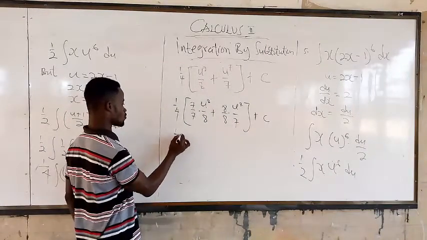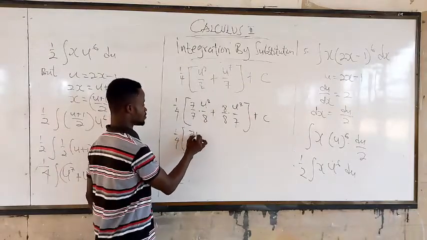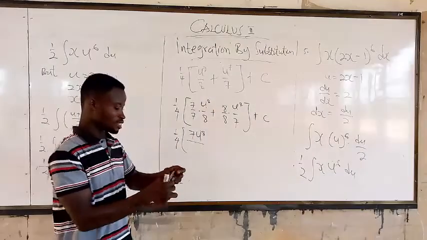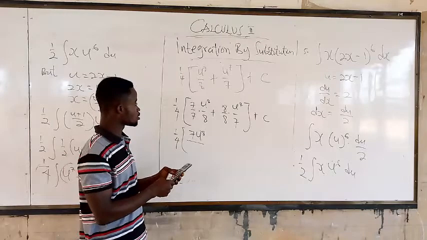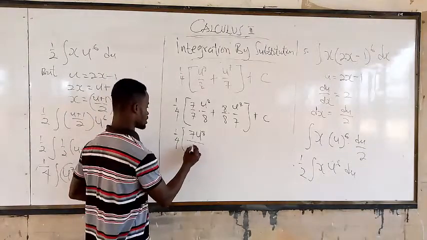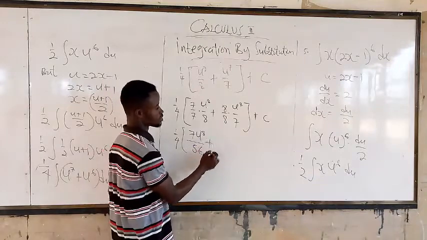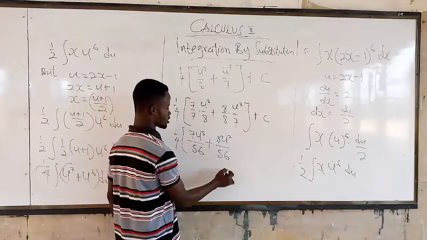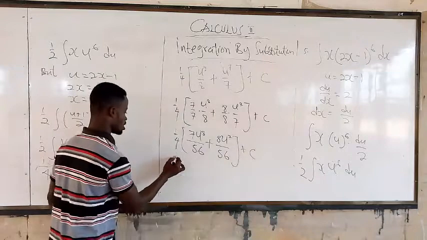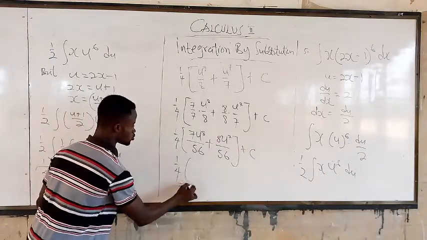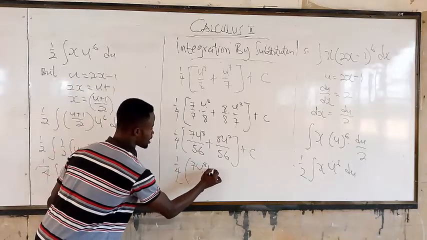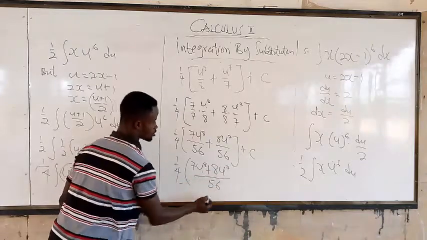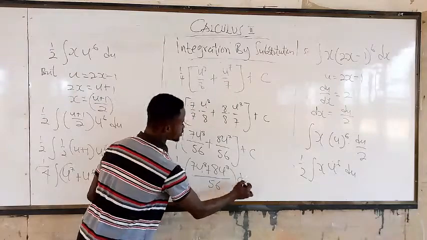So we get 1 over 4. Here 7u to the power 8 over 7 times 8. And I have a calculator here. 7 times 8 will give you 56. So we get here 56 plus here is 8u to the power 7 over 56 plus c. And 1 over 4, we can combine these two. 7u to the power 8 plus 8u to the power 7, all these over 56. You see this? Nicer than the first one.